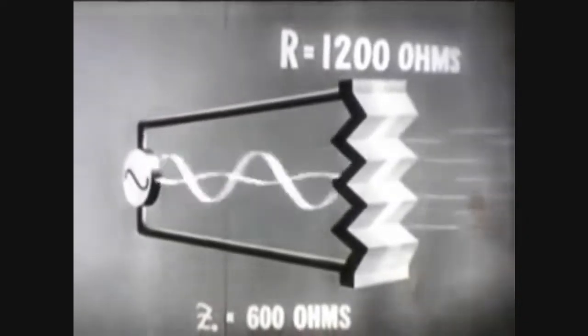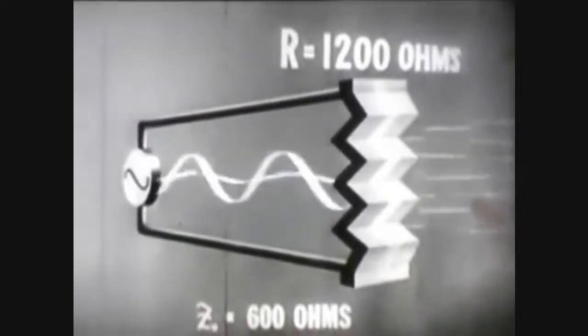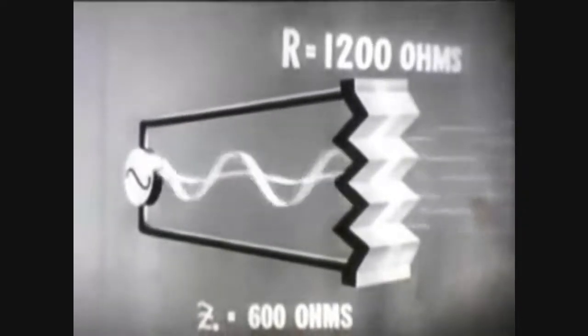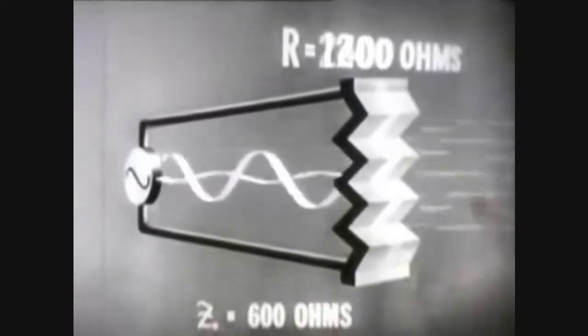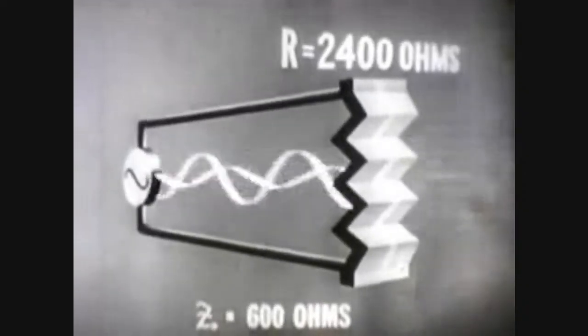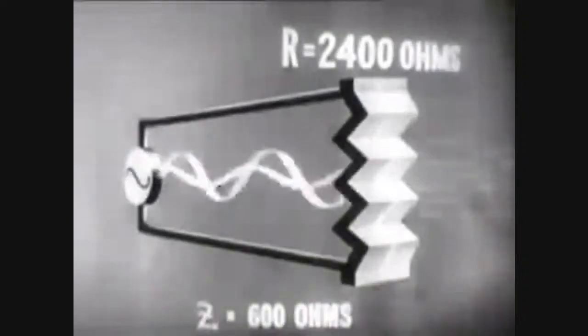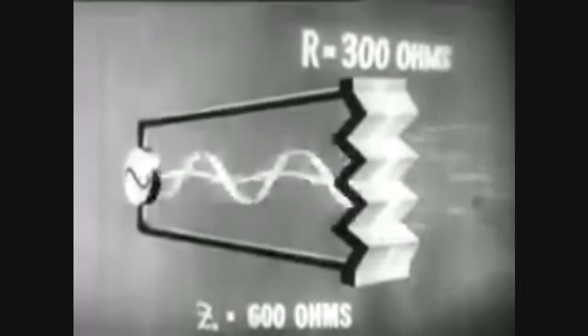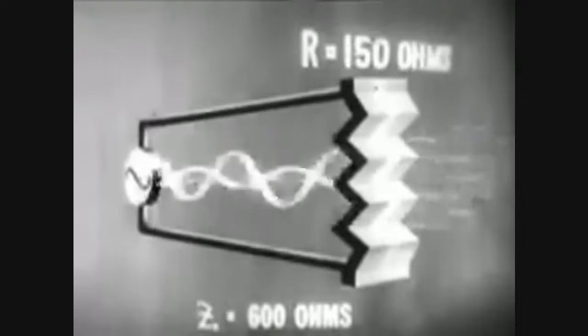In this case, the resistance is not much greater than the characteristic impedance. Therefore, the amplitude of the reflected wave is comparatively small. As the resistance is increased, the amplitude of the reflected wave increases. If the resistance across the line is just a bit less than the characteristic impedance, the reflected wave will again be small in comparison. And as the resistance value is further diminished, the wave again increases in size.